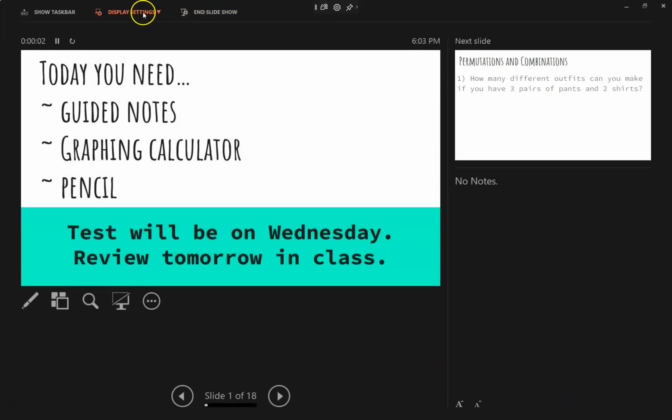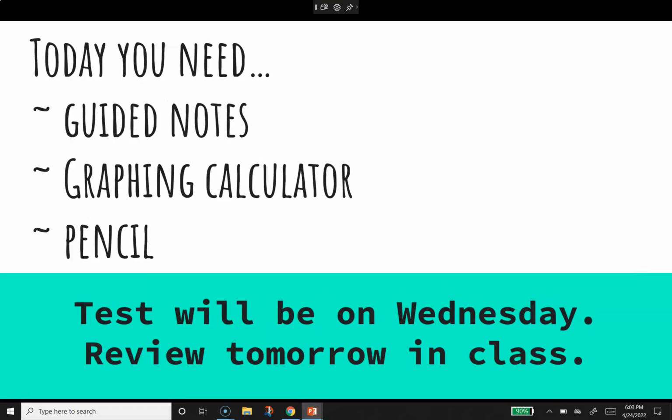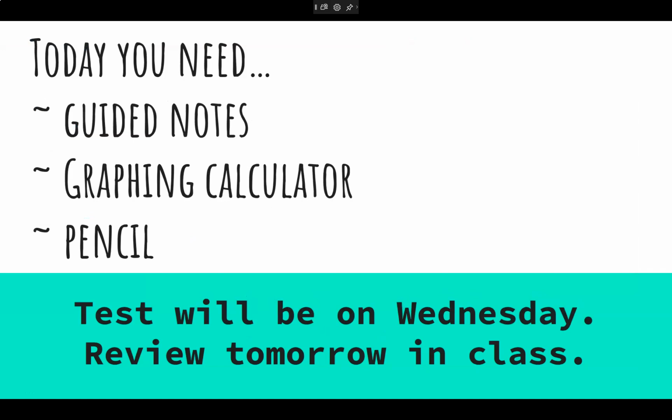We are doing our last section today in our probability unit. We're going to talk about permutations and combinations.